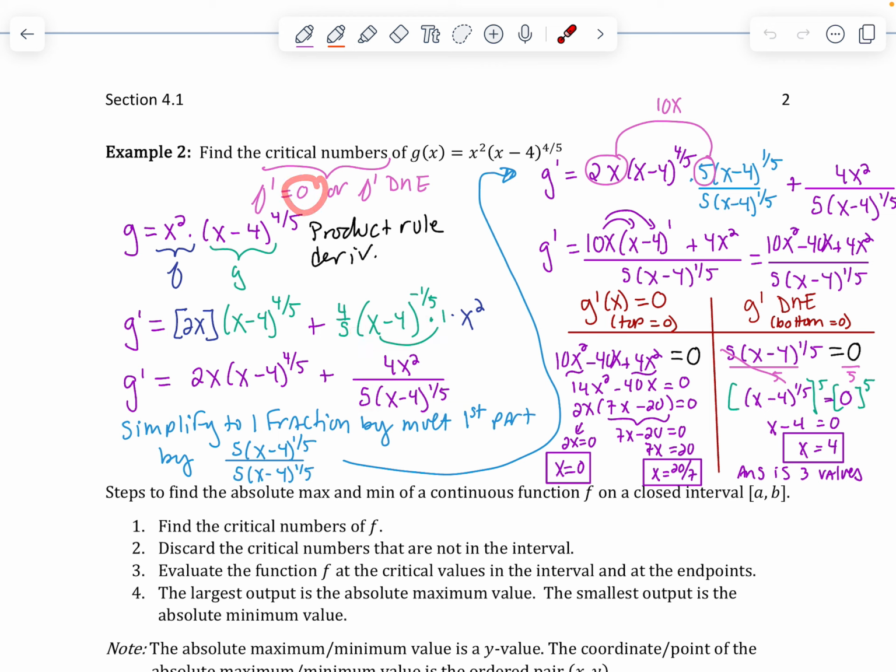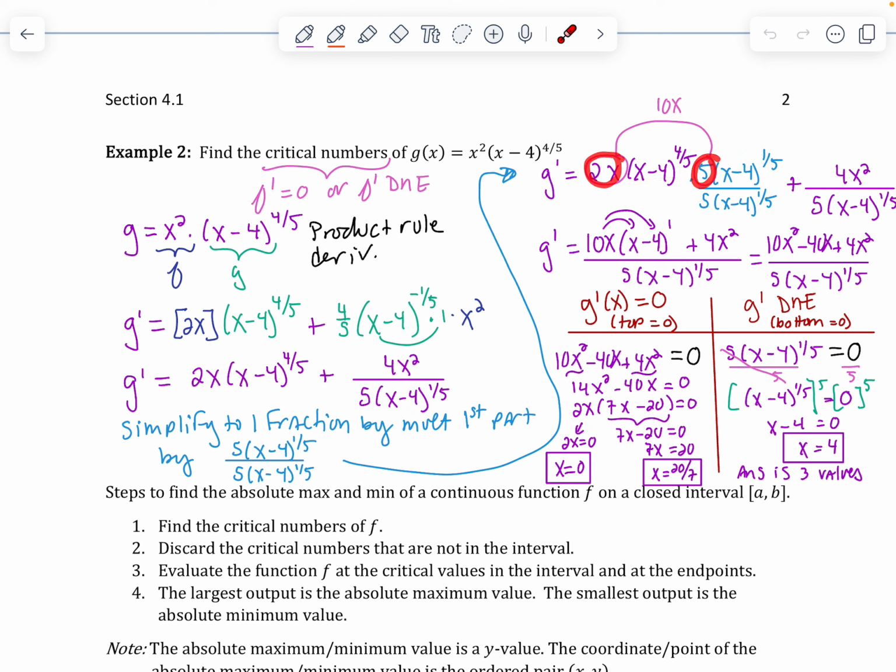Now, I need to set that derivative equal to 0 or figure out when it does not exist, but I need that to be a single fraction to do that. So since I have a denominator on the right side and only 1 on the left side, I'm going to multiply by that denominator over itself. So it's really like I'm multiplying by a giant 1. So here is my 1, so to speak.